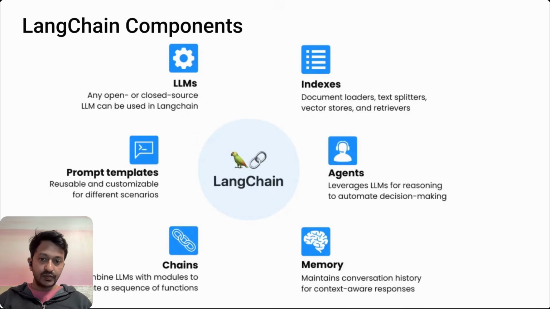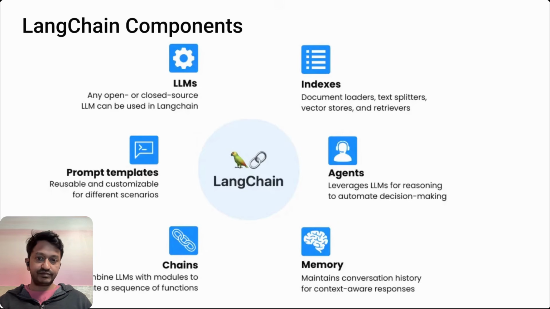So these are the main components of LangChain. There are six components that actually make LangChain so powerful. As you can see, there are LLMs. LangChain is a platform that will basically help you connect all these things together to help you build powerful LLM applications. So it starts with LLMs.